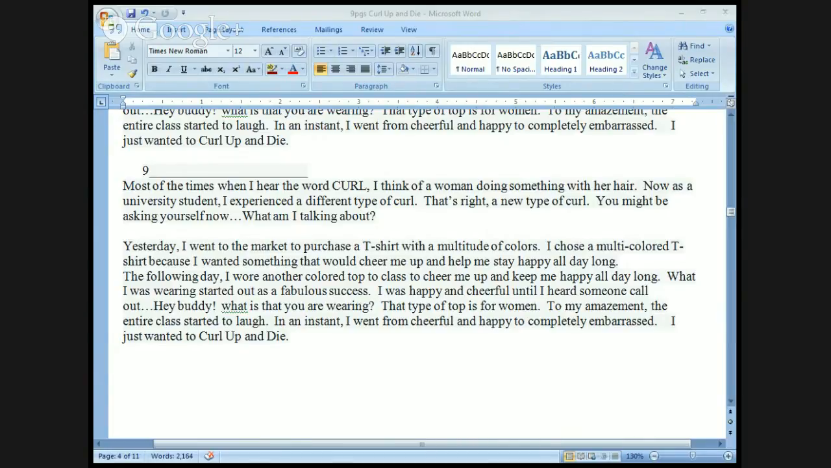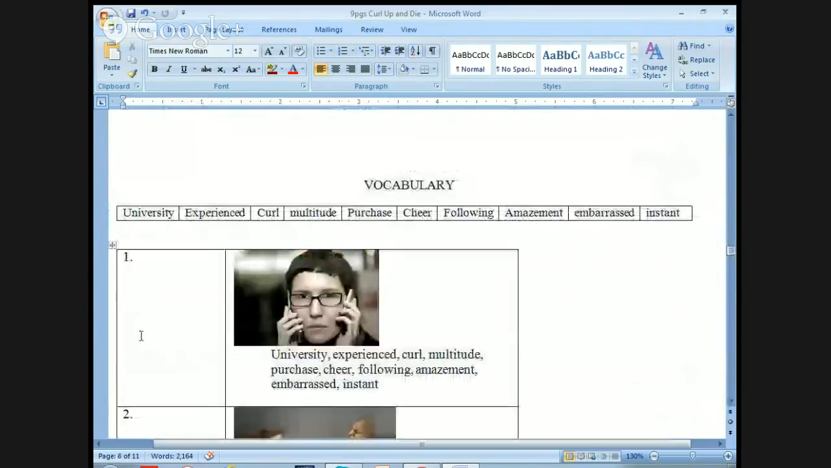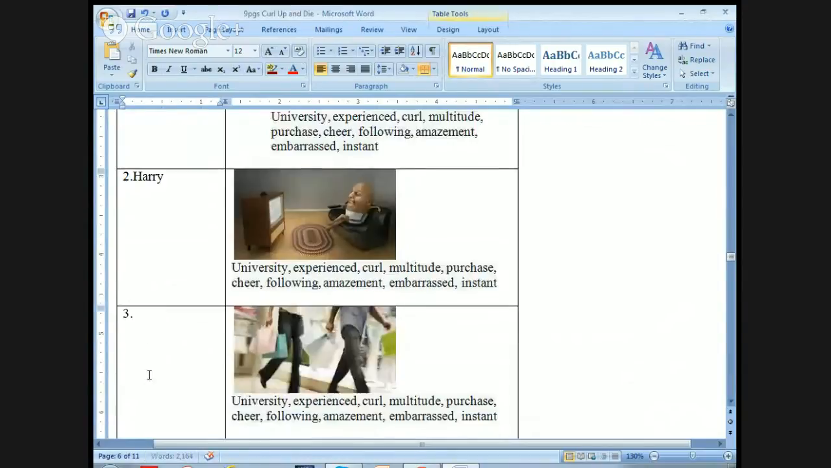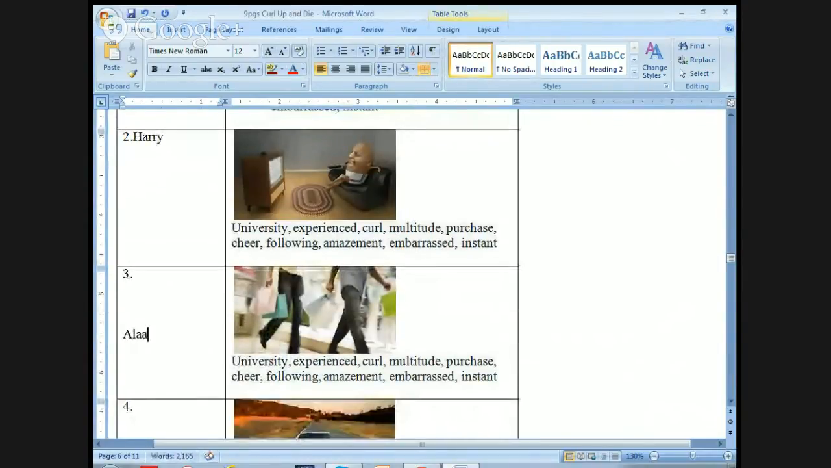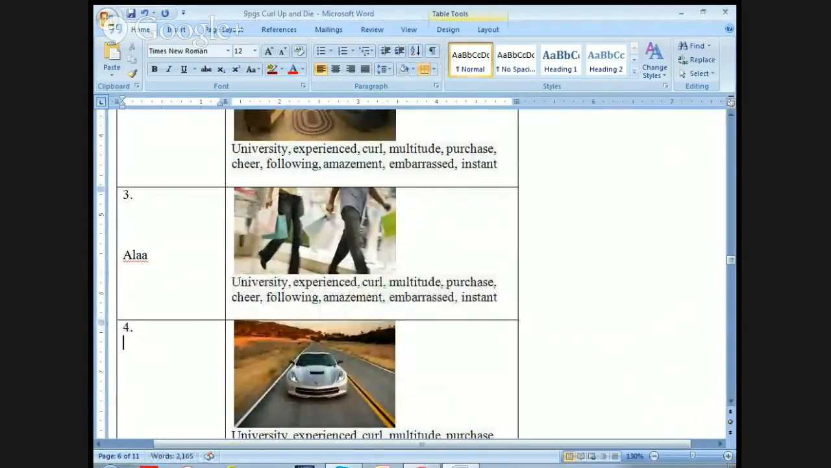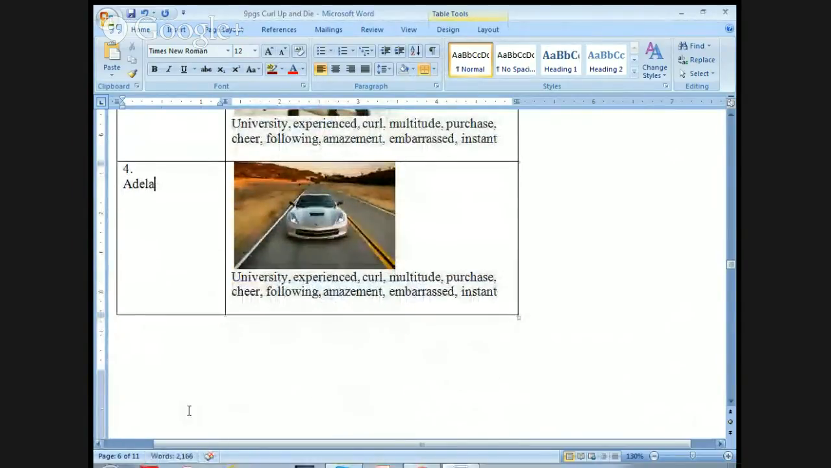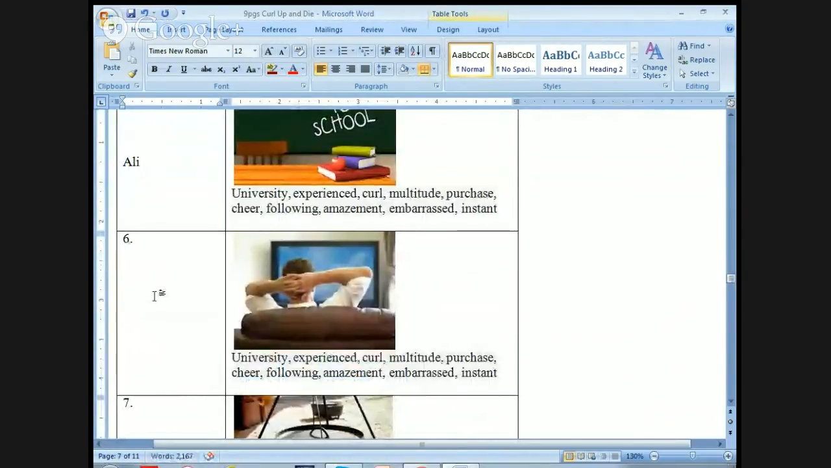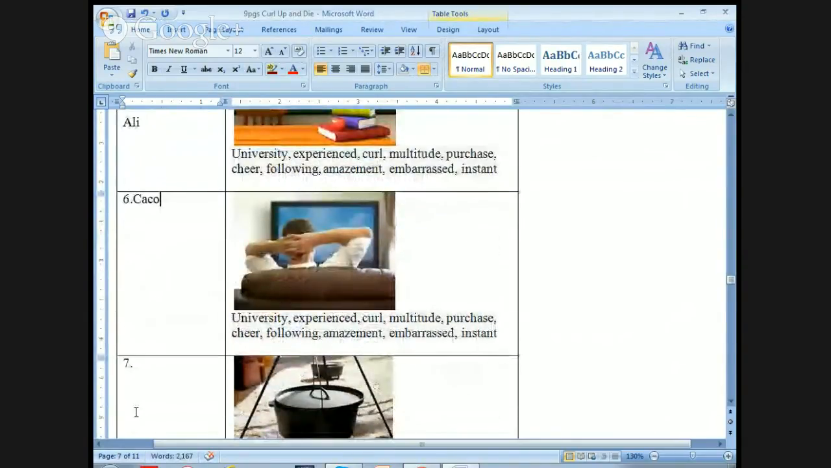All right. So we're going to now take a look at the next part of our activity because we all have had a chance to read. Number one will be Peter. Number two will be Harry. Number three will be Allah. Number four is Adela. Number five is Ali. And number six is Kaka. Now, this is what we're going to do. I'm going to take number seven.